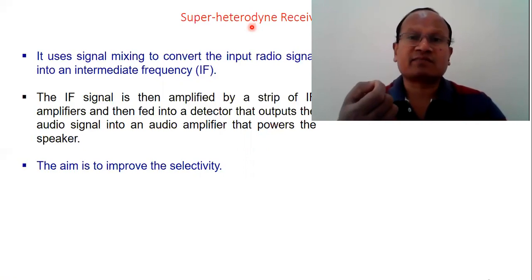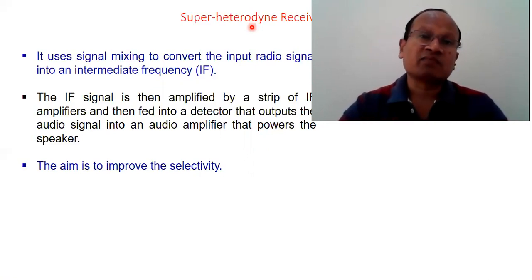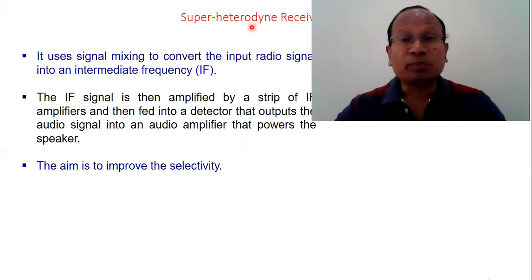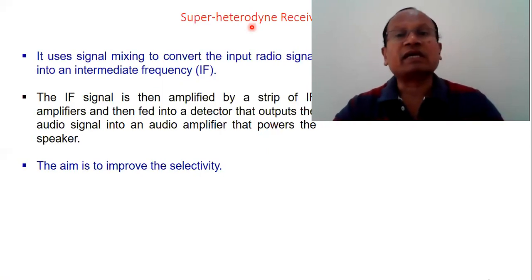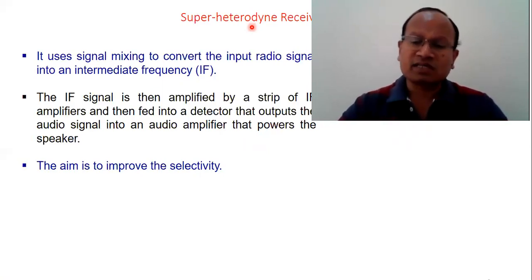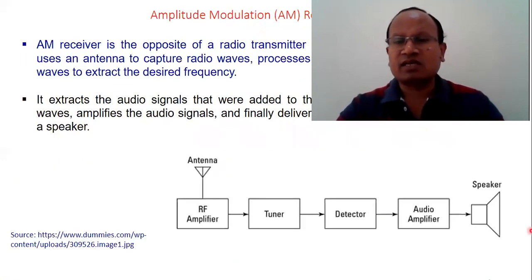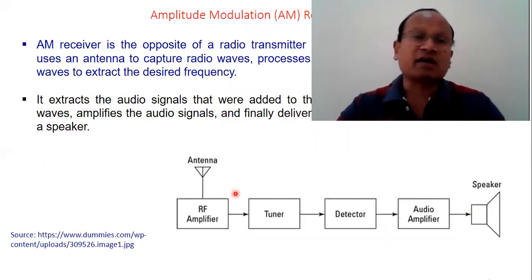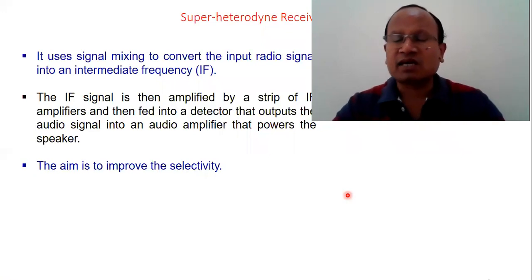Heterodyne means to mix, and super means more number of times, more number of mixing. So when you mix it twice, thrice, or more than three times, it will be called super mixing, super heterodyne. So in a super heterodyne receiver, what we can understand is some mixing takes place, because in the ordinary AM amplifier, you can see in this diagram there is no mixing of any signal, but in a super heterodyne receiver there is mixing of some signal.